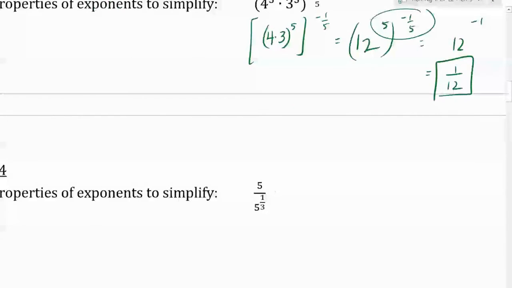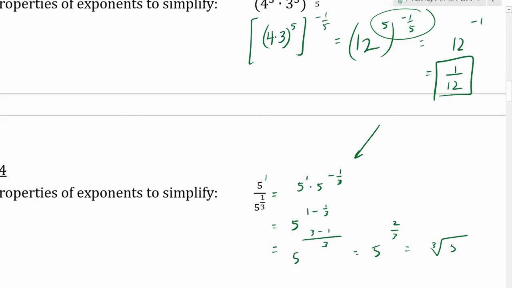Okay. This one, you've got 5 to the first, 5 times 5 to the negative 1/3. Or you could just go, I'm dividing something with the same base. I can subtract the exponents. If I did this, which I have a tendency to do, I think of it as adding the exponents. I'm just adding a negative. So it's going to be 5 to the 2/3, which is the cube root of 5 squared. So it's the cube root of 25.